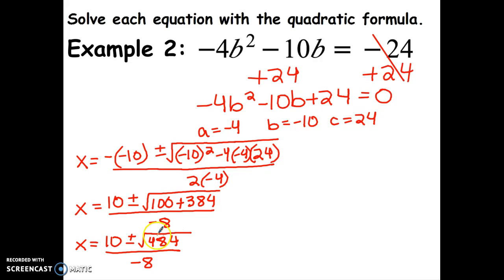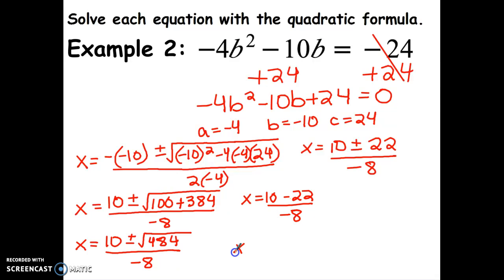And now this is actually a perfect square as well. So put that in your calculator and let's see what the square root of 484 is. And it is 22. So now we know we can split this up into our 2 values. So we have x equals 10 minus 22 over -8, and we have x equals 10 plus 22 over -8.